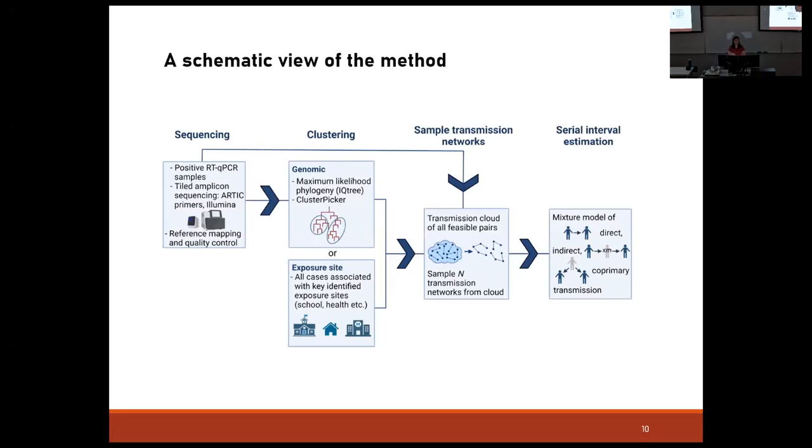So here's a schematic view of our method, and I'll take us through each of the different stages. The first two, sequencing and clustering, are preparatory stages, I suppose, and I'll review those briefly, but I'm going to spend more time on the second half of this diagram, where we're going to do some sampling of transmission networks. So that's where we're using this genomic information as a proxy for contact data. And then given that, trying to do an estimation of the serial interval.